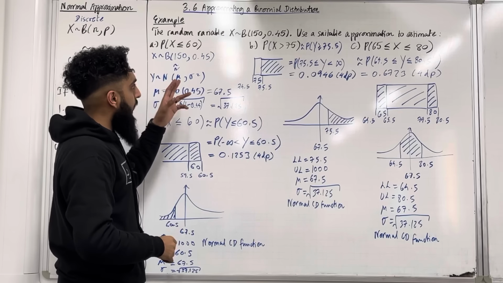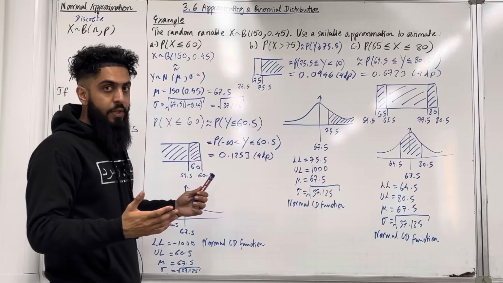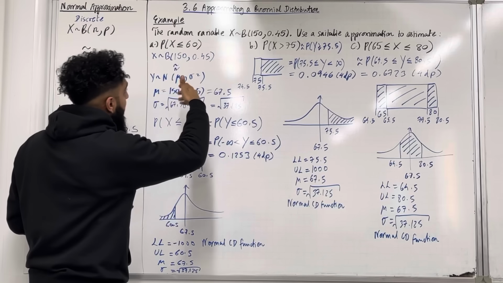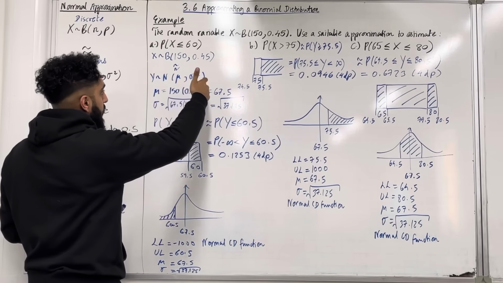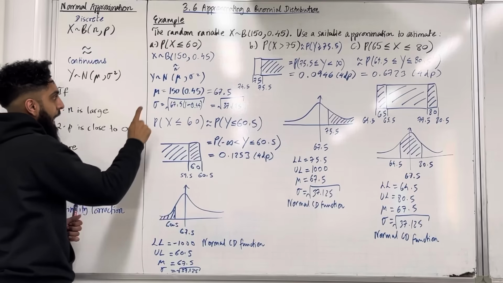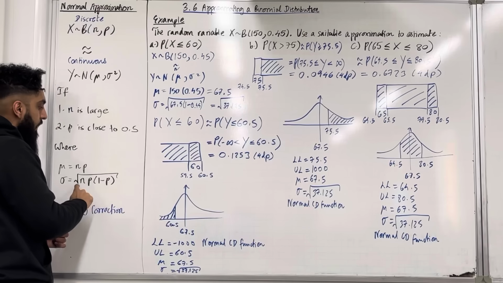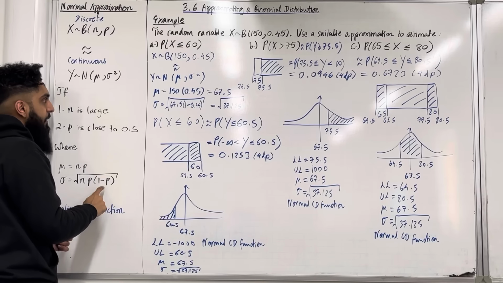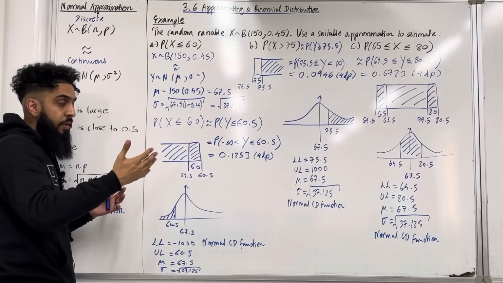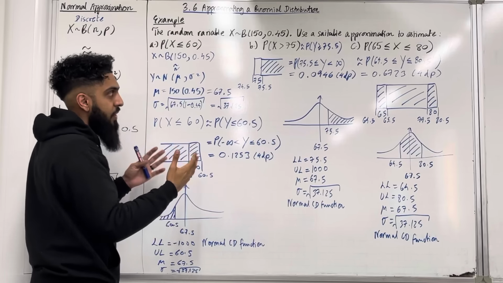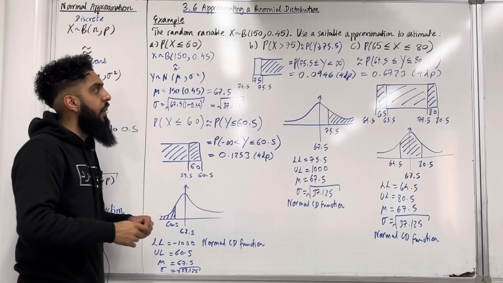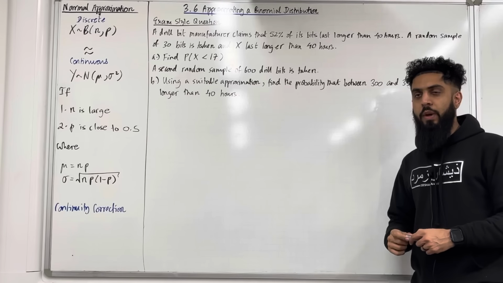So we've done A, B and C. We started off by taking the distribution x, which is a binomial, and approximating it to the distribution y, which is a normal, using the formula mu equals np and sigma equals the square root of np multiplied by 1 minus p. Once we had carried out our approximation, we moved on and estimated each of the probabilities, applying a continuity correction.